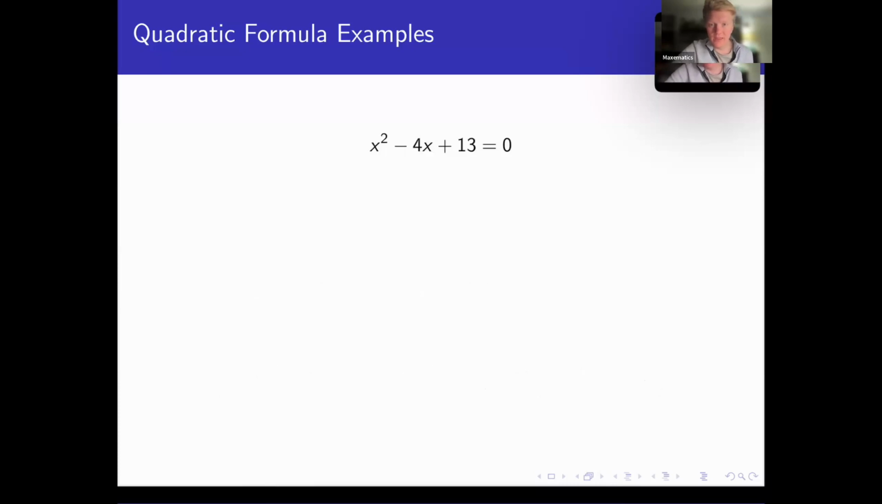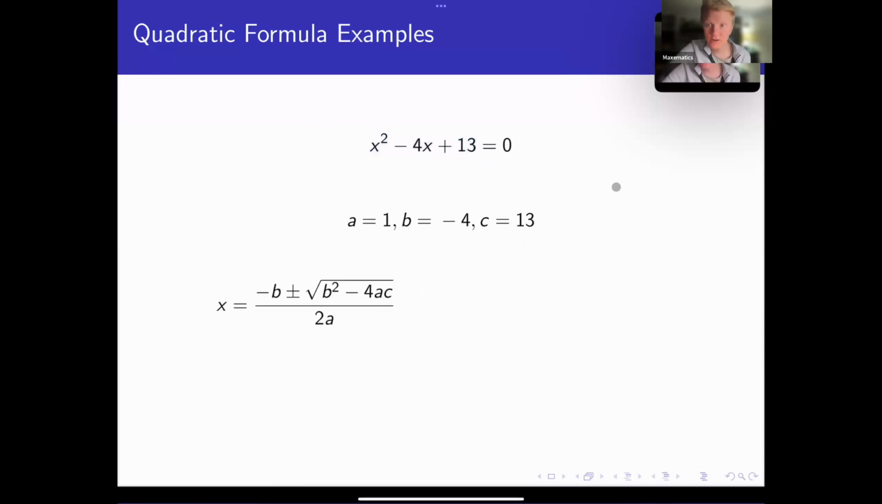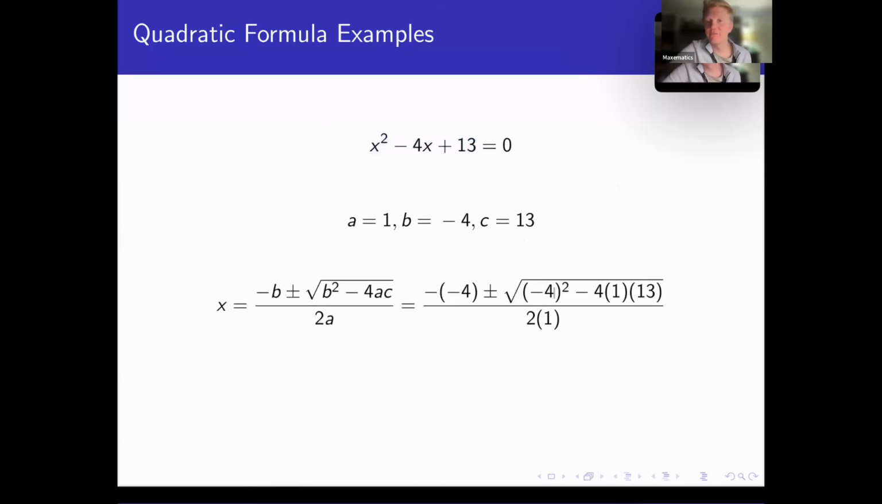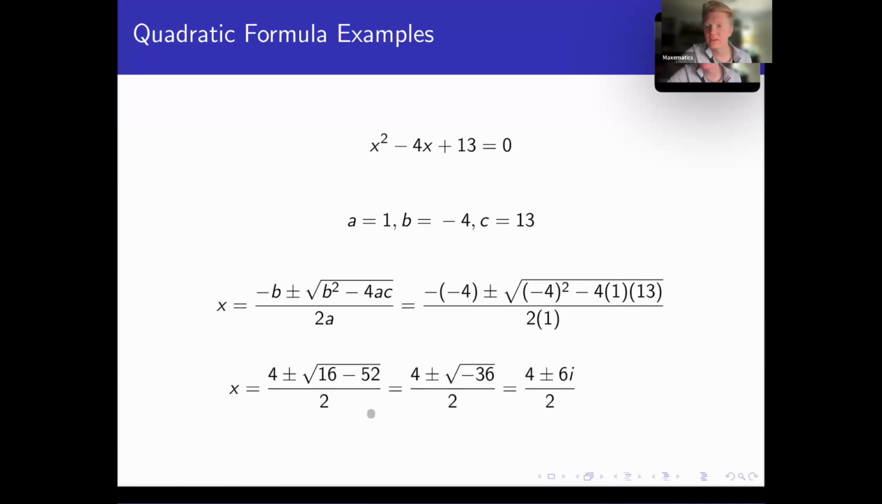Okay. X squared minus 4x plus 13 equals 0. A is 1. B is negative 4. C is 13, right? Just to reiterate, ax squared plus bx plus c. Alrighty, and just plug it into the quadratic formula. Negative 4 squared is positive 16. Negative 4 times 13 is negative 52. 16 minus 52 is negative 36. Square root of positive 36 is 6. Square root of negative 36 is 6i. And we can divide both 4 and 6 by 2.